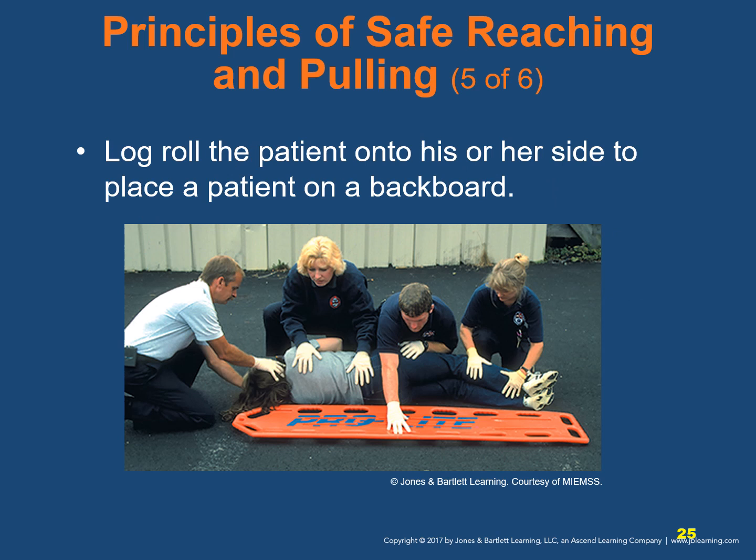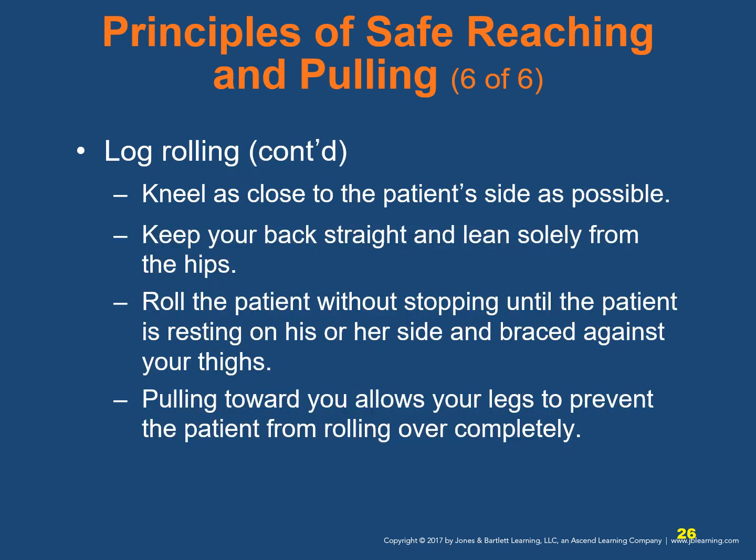This is an example of log rolling a patient onto his or her side to place the patient on a backboard. When log rolling a patient onto his or her side, kneel as close to the patient's side as possible. When you lean forward, keep your back straight and lean solely from the hips. Roll the patient without stopping until the patient is resting on his or her side and braced against your thighs. Pulling towards you allows your legs to prevent the patient from rolling over completely and from rolling beyond the intended distance.